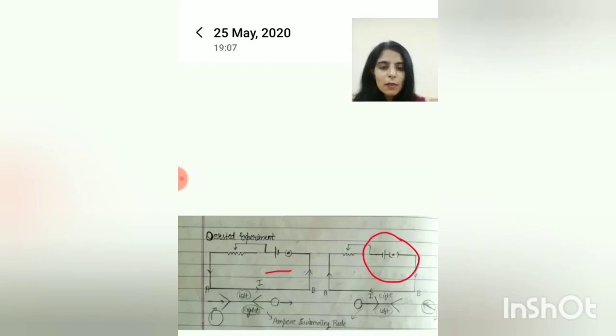That is, when we interchange the poles of the cell, the direction of current in the circuit changes. In the circuit we show the conventional direction of current, that is from positive to negative. The current is going from the positive terminal to the negative terminal. Similarly, in the second circuit, current is also going from positive to negative terminal. And when a magnetic compass needle is placed near these circuits, it shows deflection.